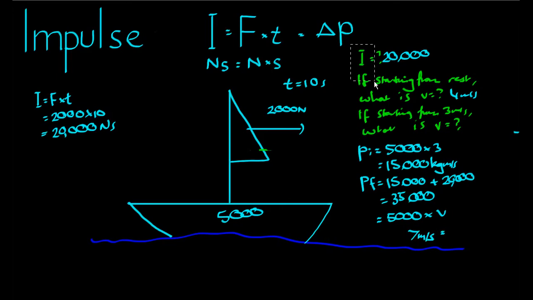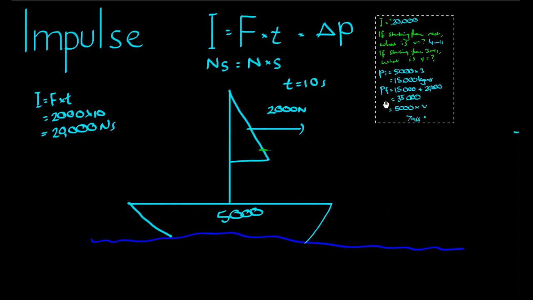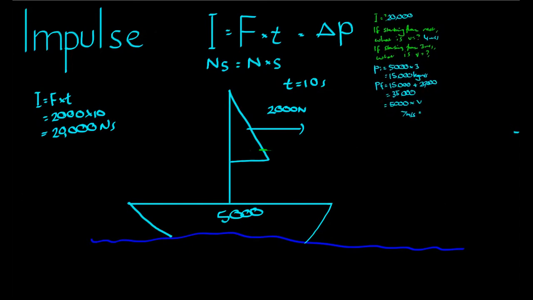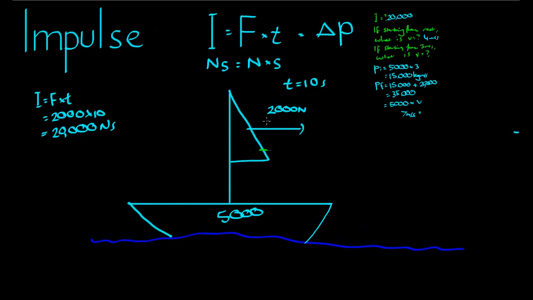Now there's one more thing I'd like to show when it comes to impulses, and that's what happens when you have two impulses acting on an object. Let's say all the while that sailboat was experiencing the impulse of the wind on itself of 2,000 newtons for 10 seconds, there was a force being applied on the boat by the water of 1,500 newtons. If it starts from rest, now let's figure out the final velocity.